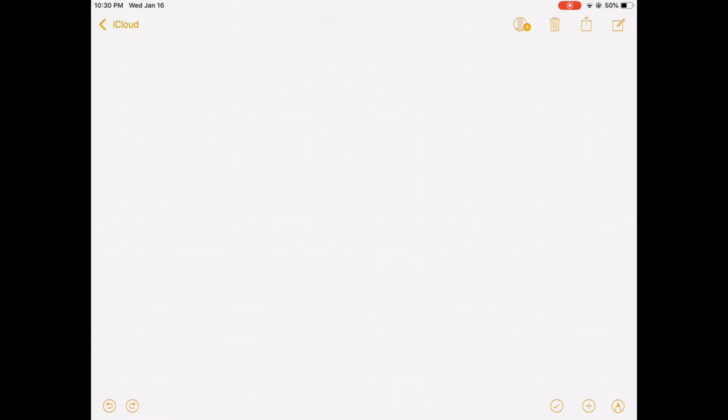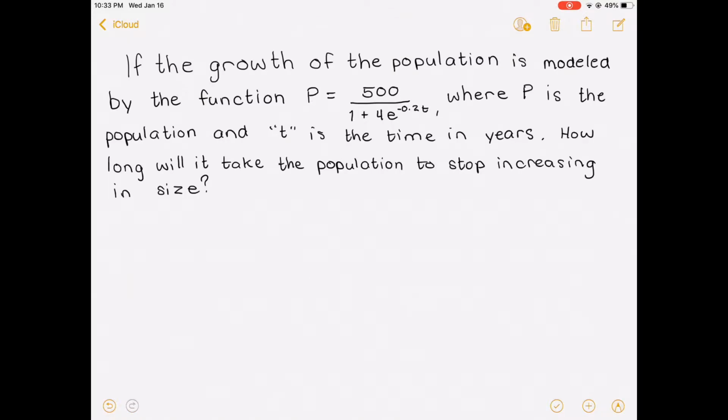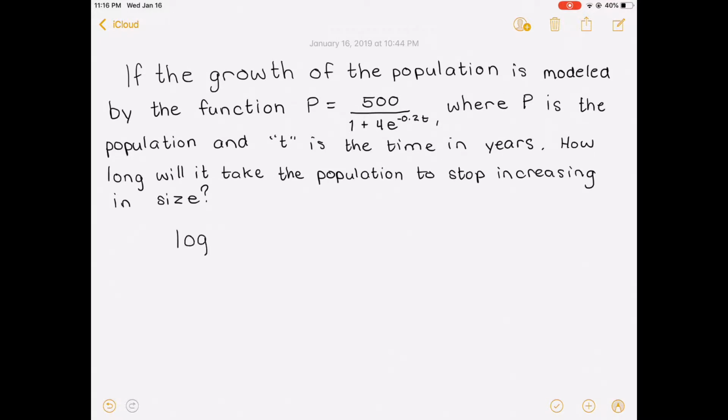Let's look at this question, why don't we? If the growth of the population is modeled by the function p equals 500 divided by 1 plus 4e to the exponent of negative 0.02t, where p is the population and t is the time in years, how long will it take the population to stop increasing in size? One important thing to note about this question is that it is a logistic growth question, thus making this a logistic growth function.